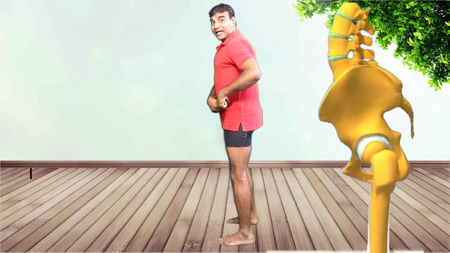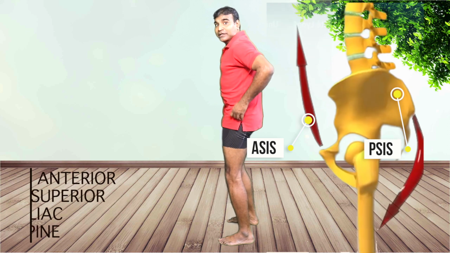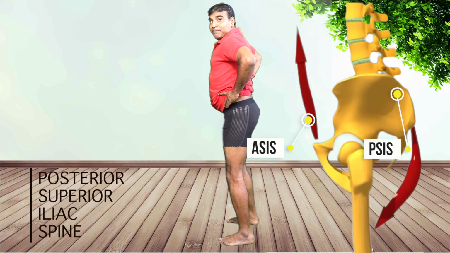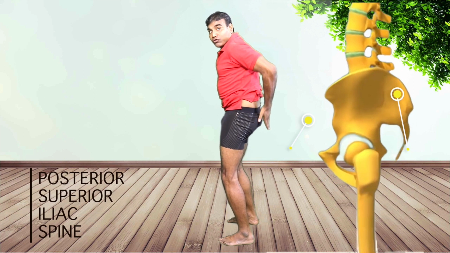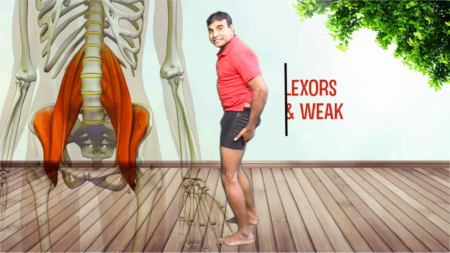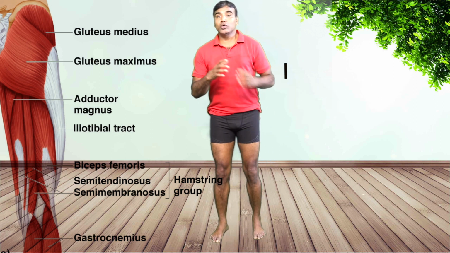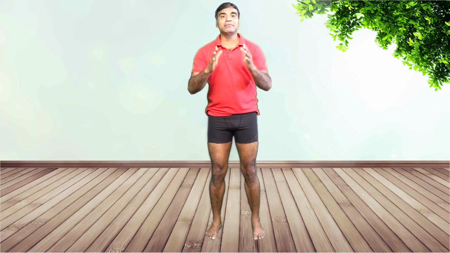And now let's talk about posterior pelvic tilt. Now posterior pelvic tilt is the opposite of anterior pelvic tilt. That is when the front of the pelvis, that is ASIS, is tilted excessively backward and the PSIS drops. This happens when the hip flexors lengthen and the hip extensors shorten, especially the buttock muscles, the gluteus maximus, which is the primary extensor.